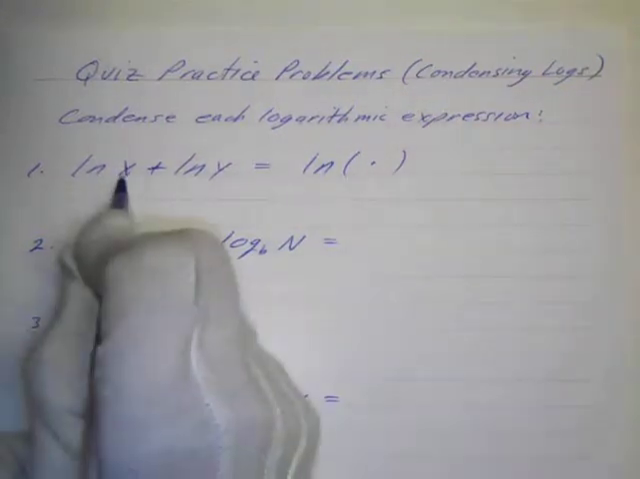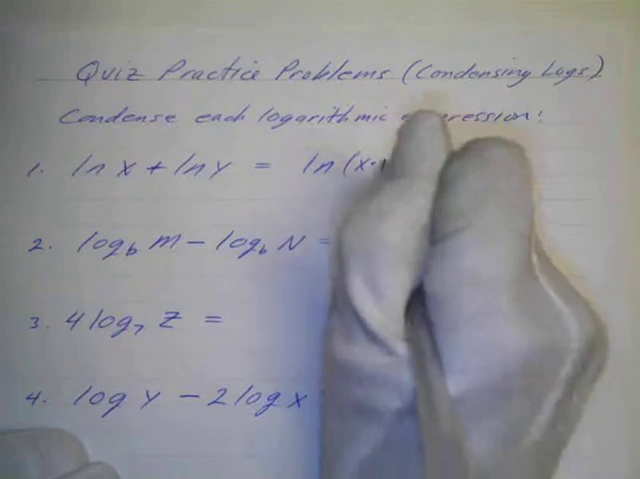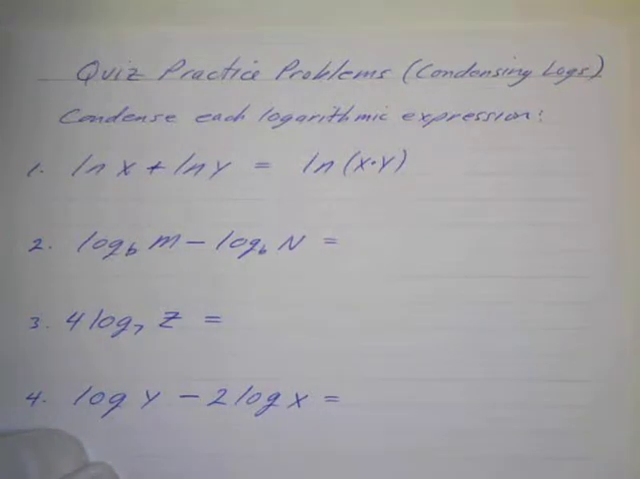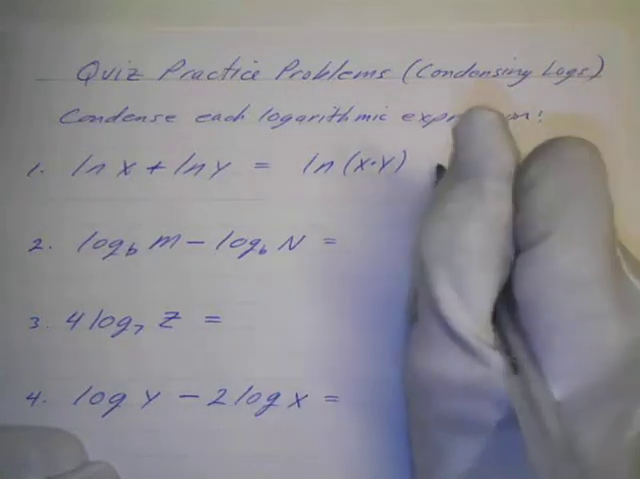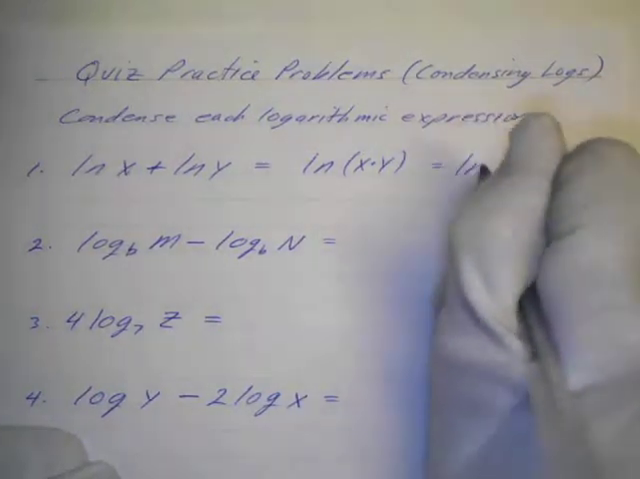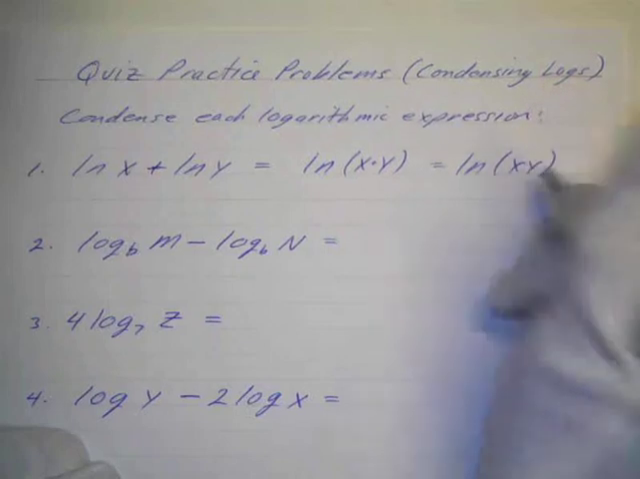2 factors, and this would be the first factor, so it would be x times y. And that's all you have. You don't need to put the dot there because we have multiplication by juxtaposition, so we can just write this as natural log of xy.